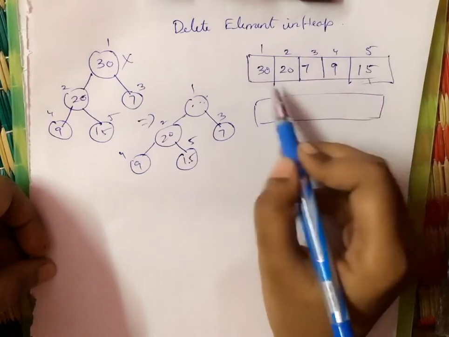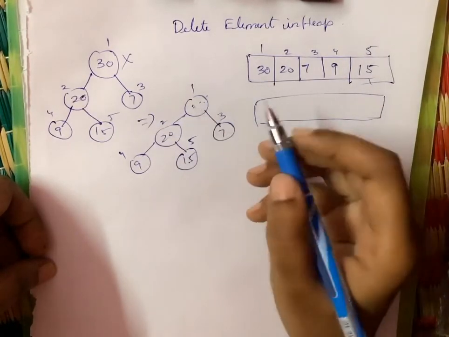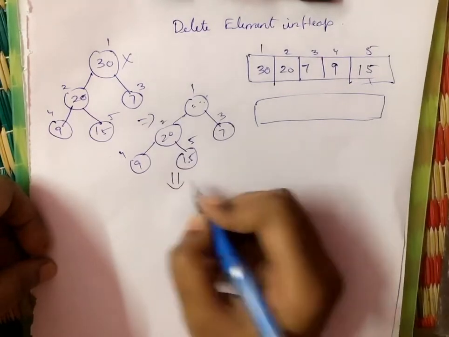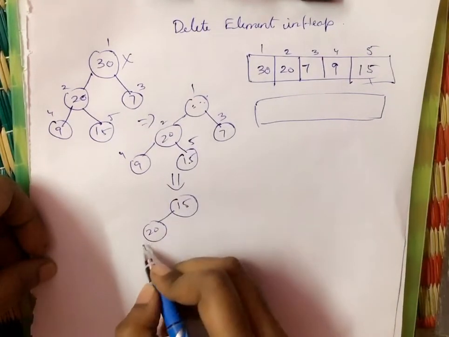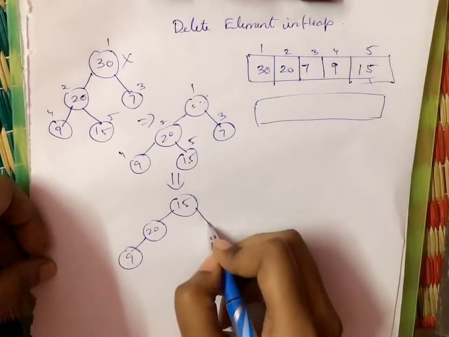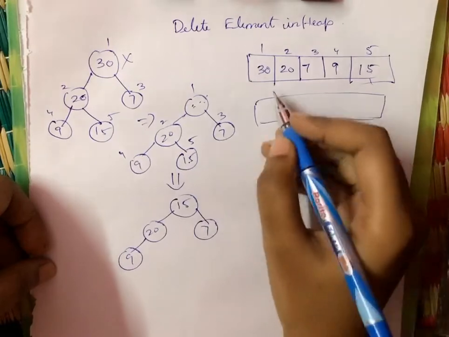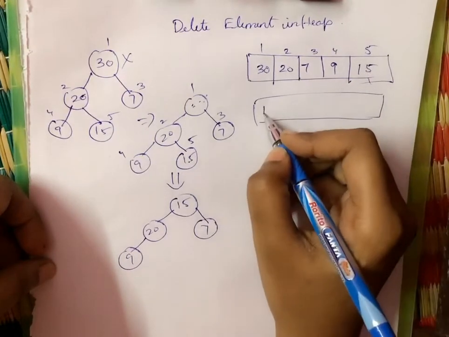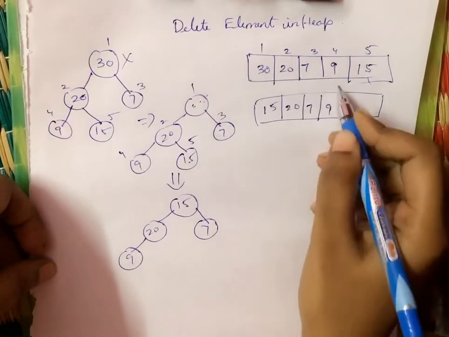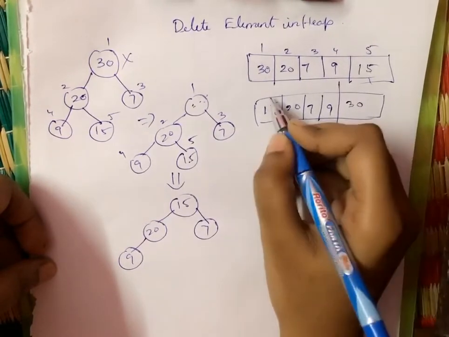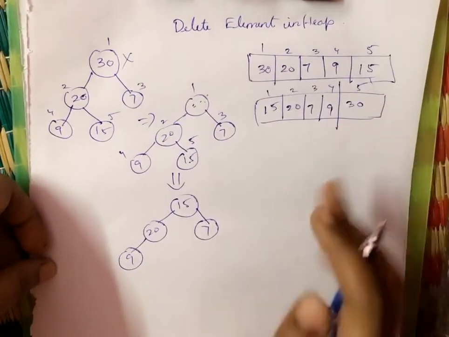So what value will be replaced? 15 will be replacing the position of 1. I will write that 15, 20, 9 and 7. Like this only we will get. So here 15, 20, 7, 9 and 30 will occupy the last position, 1, 2, 3 and 4. So 5 is deleted, so I have written it like this.